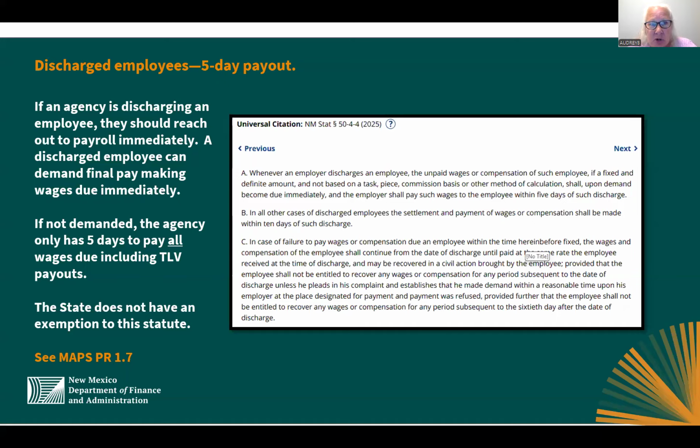So if I am in HR and I know I have to terminate this employee at 3 o'clock this afternoon, I should be notifying payroll that their hours are in, their hours are approved, we're paying until 4 p.m. These are the total hours. This is the total TLV. Please issue me a check. I cannot think of any circumstance under which all of this would occur within a 24-hour time period without the agency having any notification.